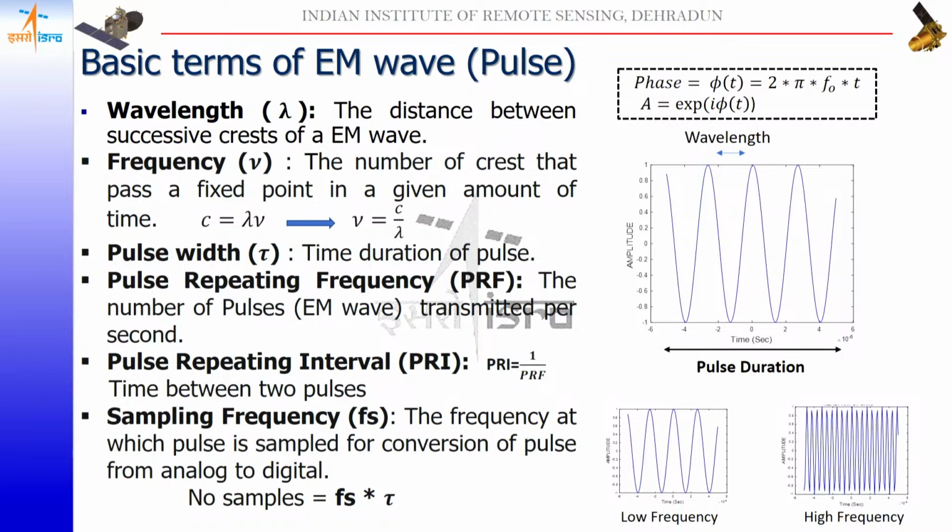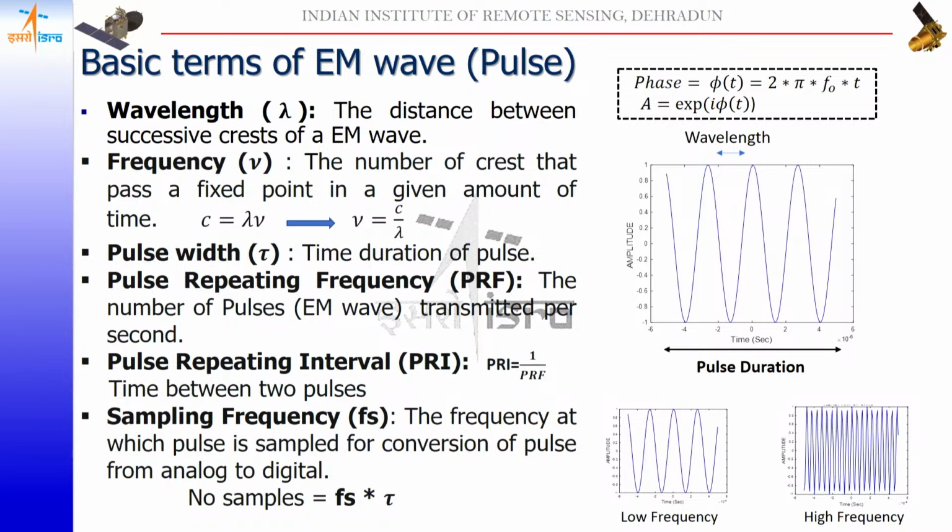Normally SAR is an active sensor, so it will transmit electromagnetic radiation, which we can call a pulse. In any electromagnetic wave we have some terms like wavelength, frequency, pulse width, pulse repeating frequency, pulse repeating interval, or sampling frequency.